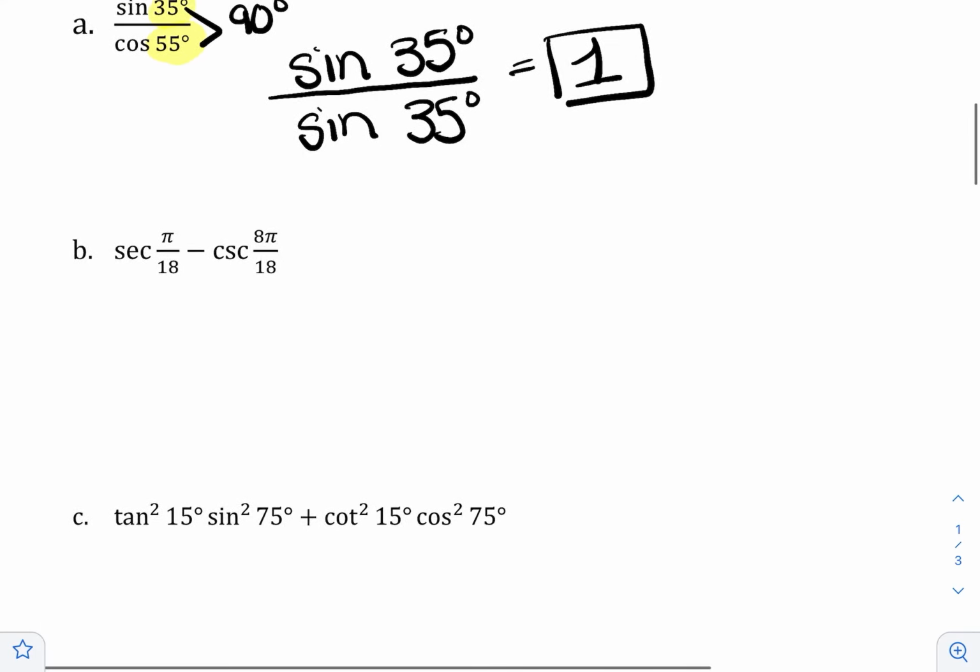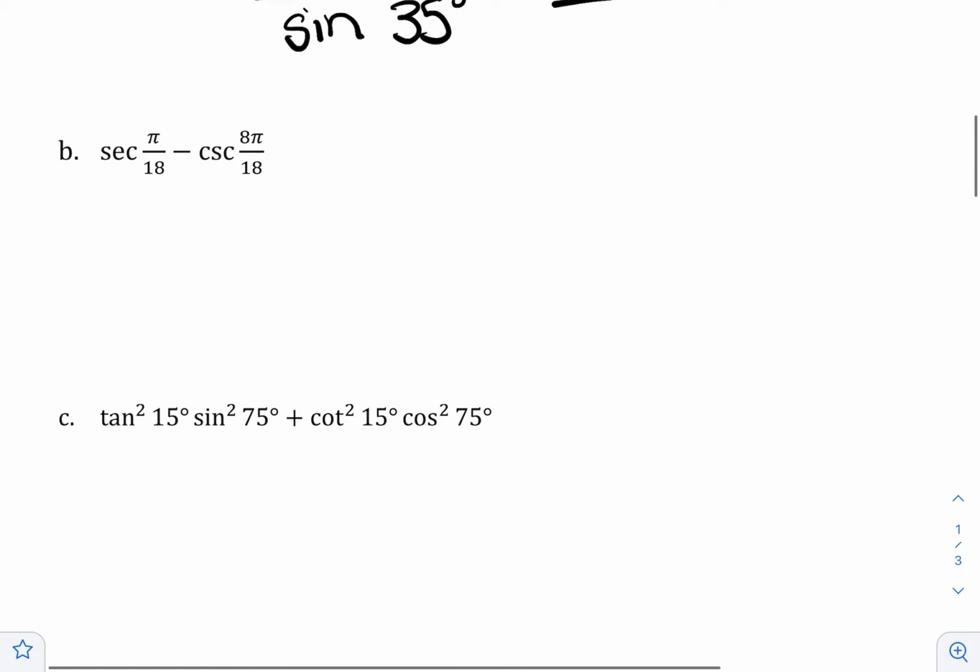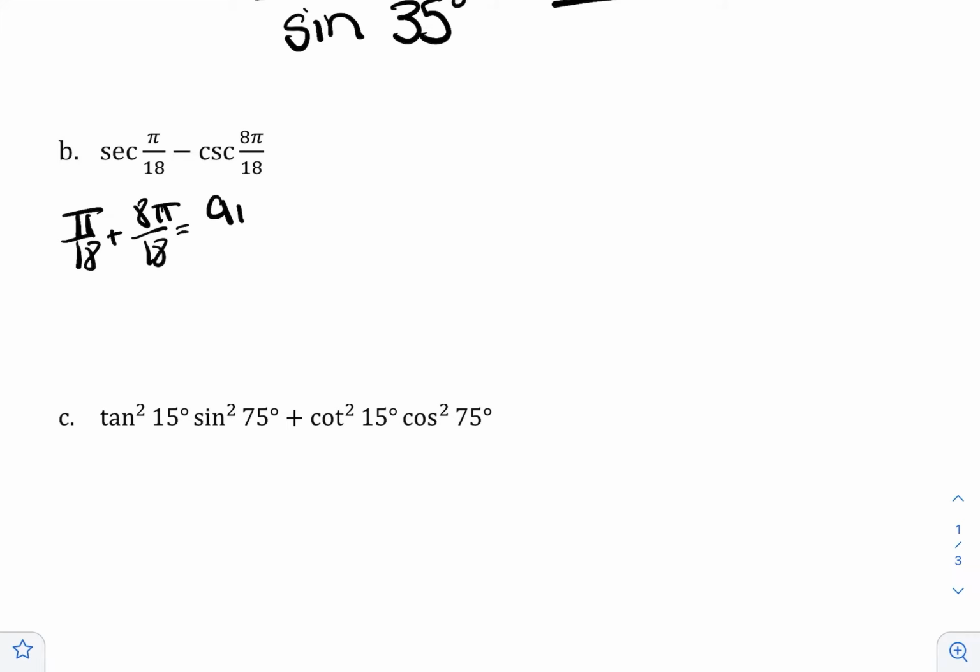Okay, let's look at the next one. So I have pi over 18 and 8 pi over 18. So pi over 18 plus 8 pi over 18 is 9 pi over 18. So this is pi over 2. So it's 90 degrees. So these two are complementary angles.